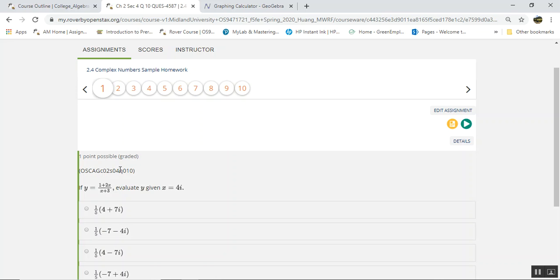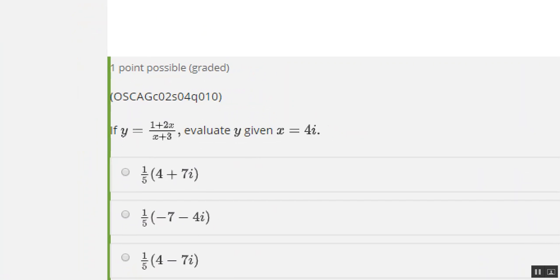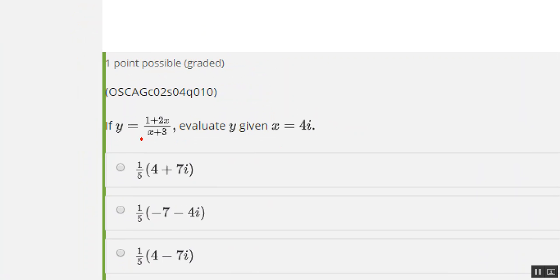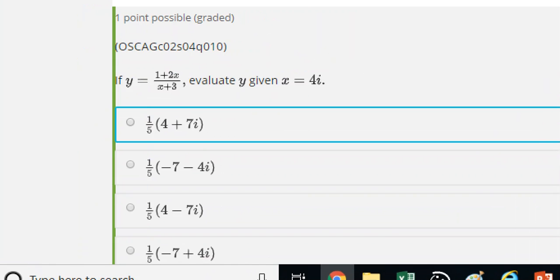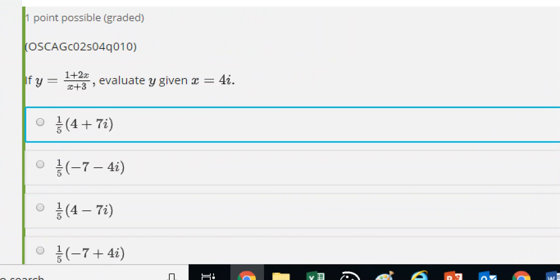Hi guys, let's take a look at how we can evaluate this expression when x is 4i, which is a complex number. I believe if this is not a complex number, most students would be able to do that. For instance, if x is 1, what is the y value? Y would be equal to 1 plus 2 times 1 divided by 1 plus 3, and then you do the algebra, right? So now the challenge is this is a complex number. Let's take a look at how we can actually do that.